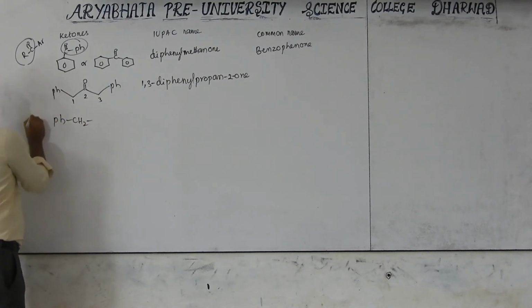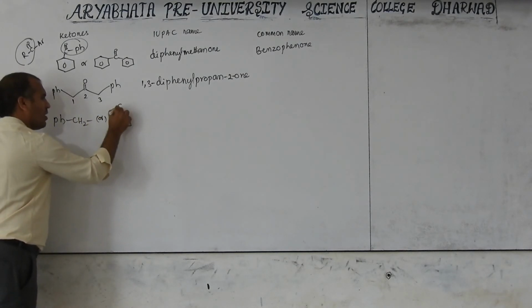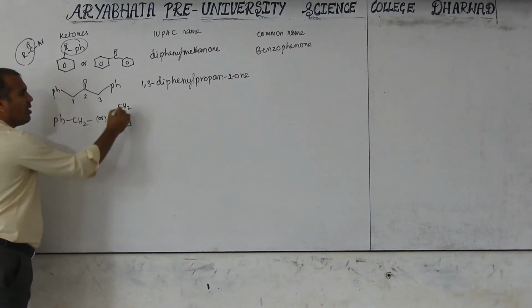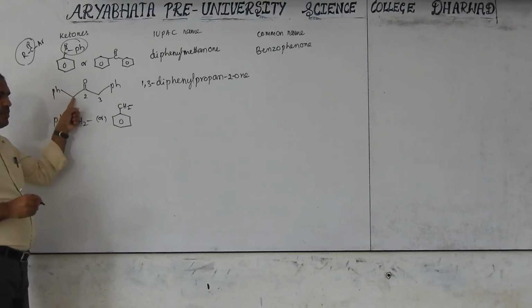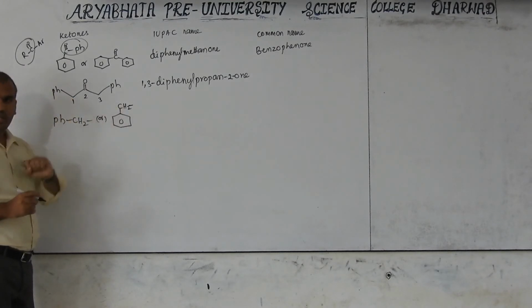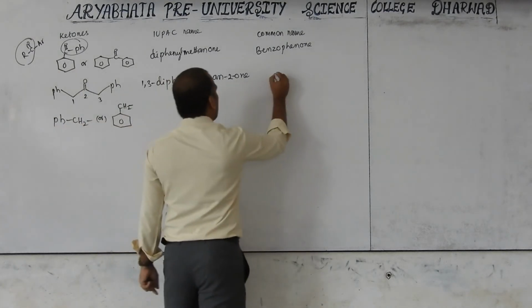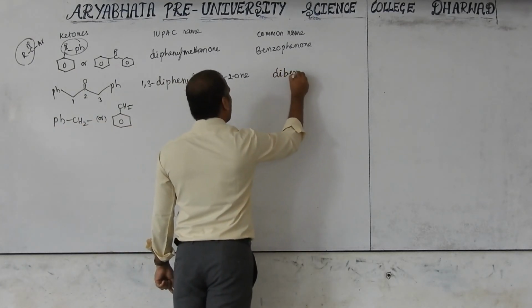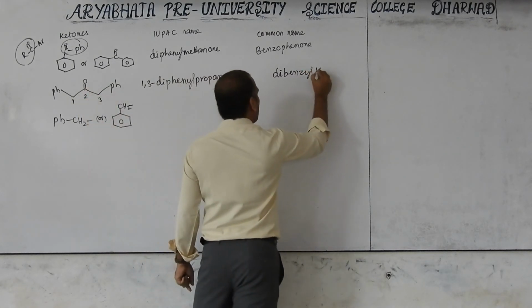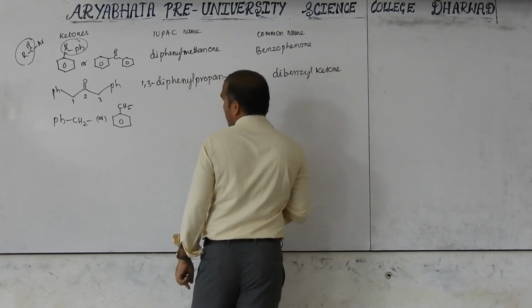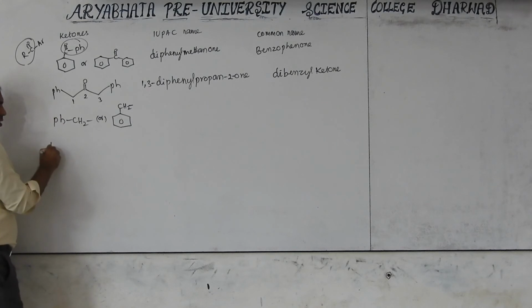We know this is called benzyl. Maybe study like this also, otherwise you can write like this. On benzene, the next carbon like this is called which group? Benzyl group. This is C6H5, this is CH2, C6H5CH2. So this is benzyl. How many benzyl groups are there? 2. That is called dibenzyl ketone.